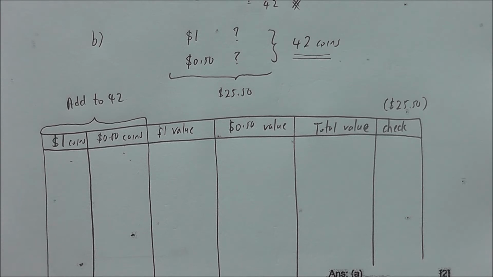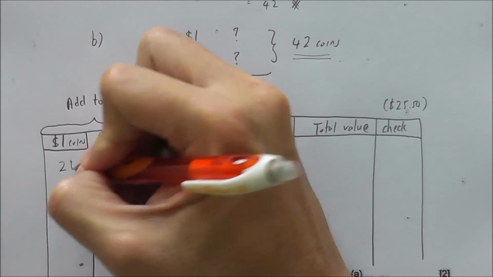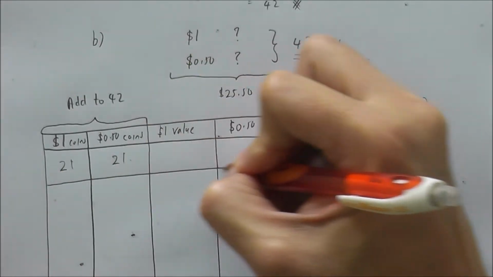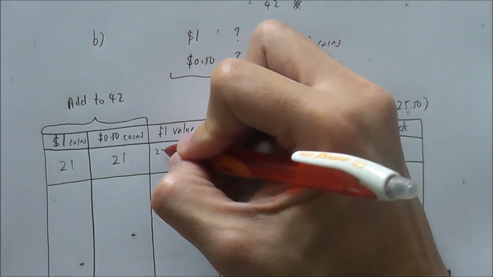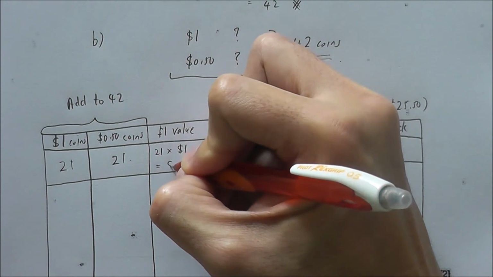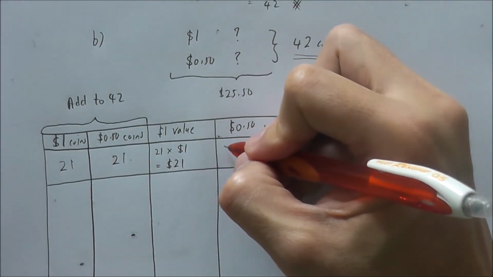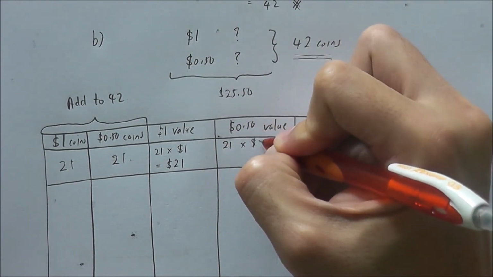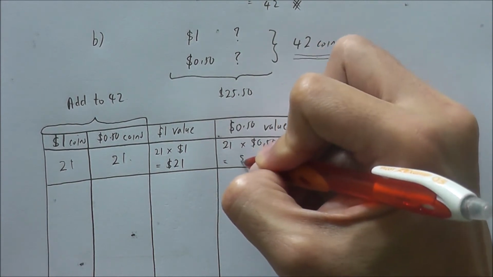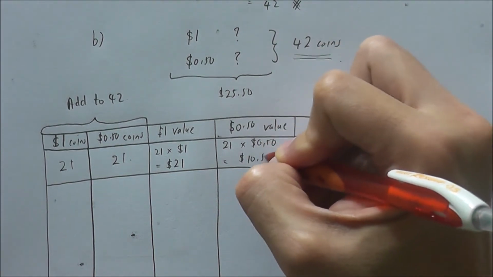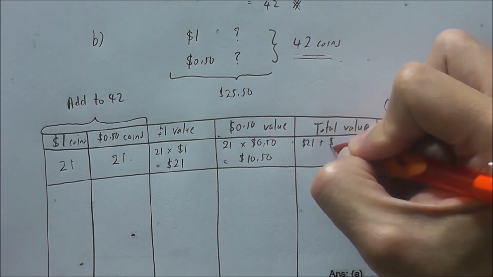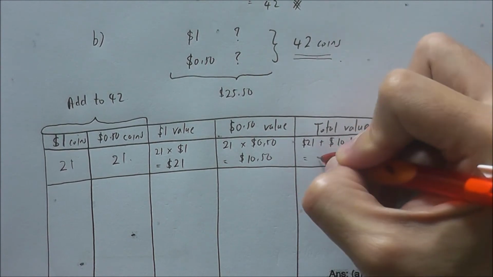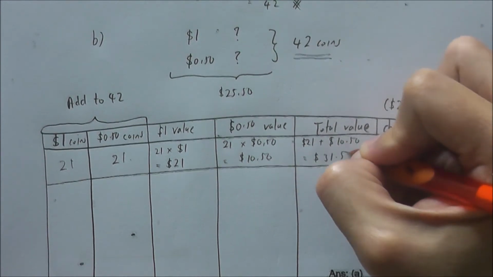Okay, I'll just take 42 divided by 2. So 42 divided by 2, each one will be 21. So first step, I'll do 21. So if you have 21 $1 coins, the $1 value will be 21 times $1. It gives you $21. Okay, and also 21 times 50 cents, I will get $10.50. So the total value, if I add up 21 plus $10.50, is going to give us $31.50.